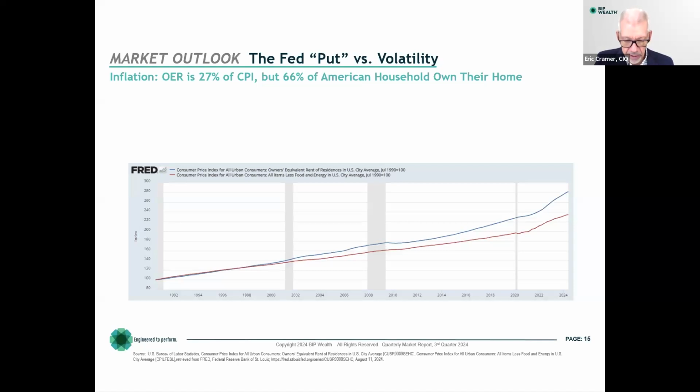CPI has within its constitution something called the owner's equivalent rent. Owner's equivalent rent is 27% of CPI. Well, what the heck is owner's equivalent rent? Well, remember that the CPI number is an attempt to come up with an inflation number that works for everybody. But the reality is 66% of American households own their own home, and I'm sure that number is even larger for our clients, as it typically would be for a more affluent slice of America. And so what happens with OER as a component of your inflation measure is that it assumes we're all renting, or at least it assumes that 27% of the relevant inflation measure should go up when rents go up.